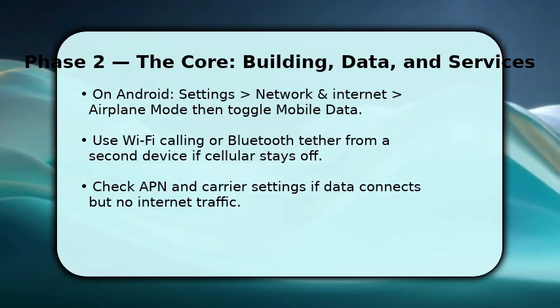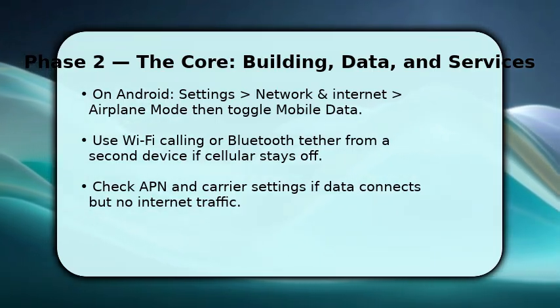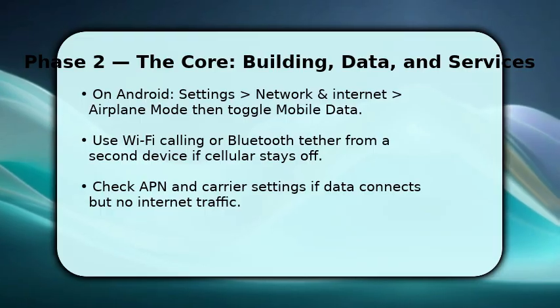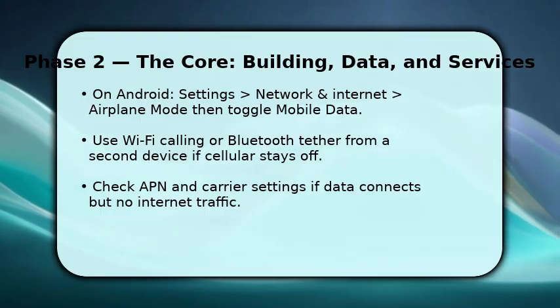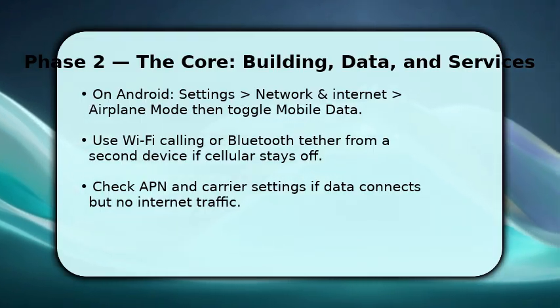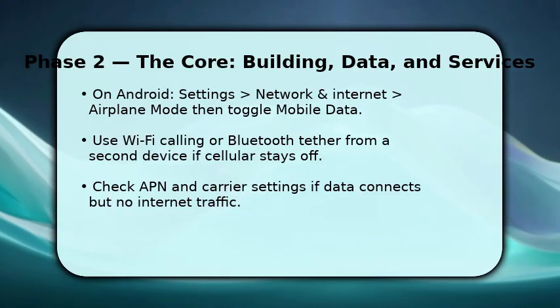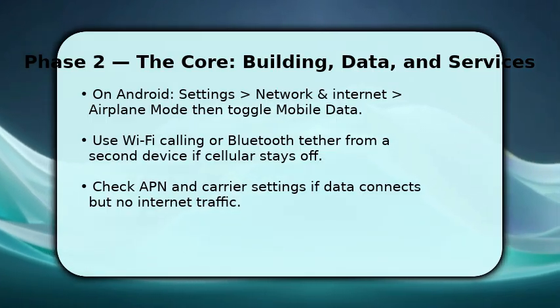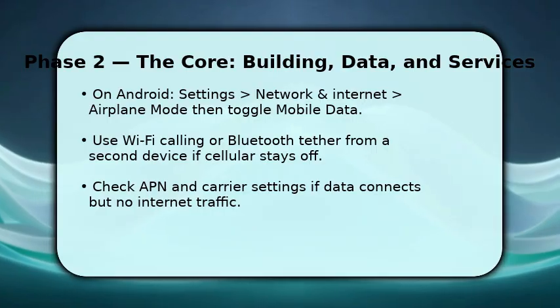If that fails, enable Wi-Fi calling or pair with another phone using Bluetooth tethering to route traffic. Make sure APN entries match your carrier, because incorrect APN stops data even when radios are live. Move stepwise and test connectivity after each change.